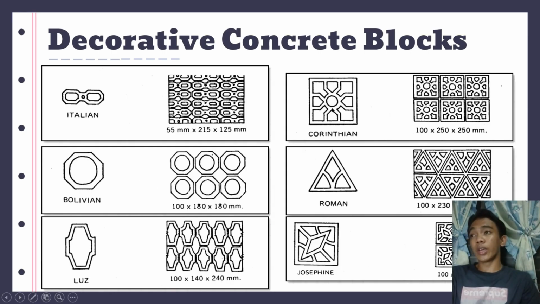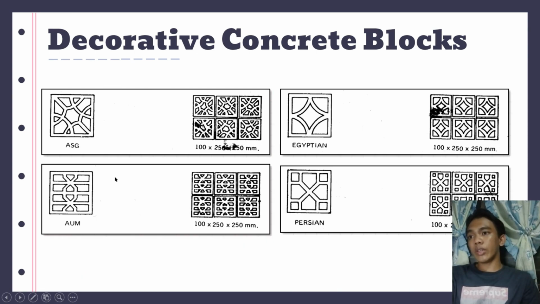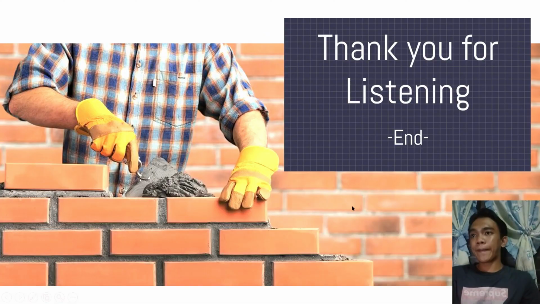And these are the types of decorative blocks: Italian, Bolivian, Luz, Corinthian, Roman, Giuseppine, ESG, AUM, Egyptian, and Persian. So thank you for listening. That's all.